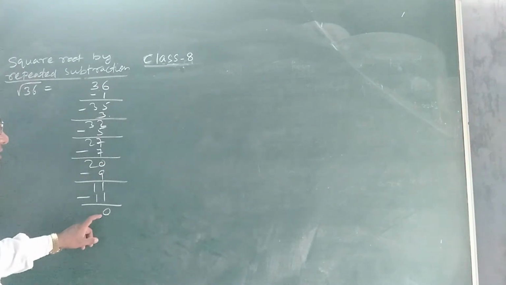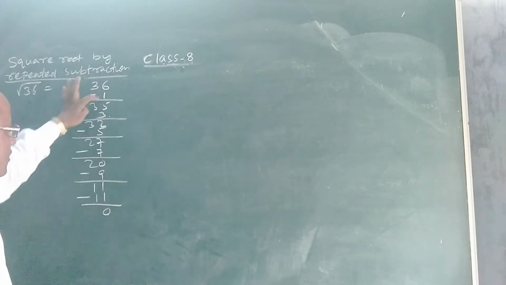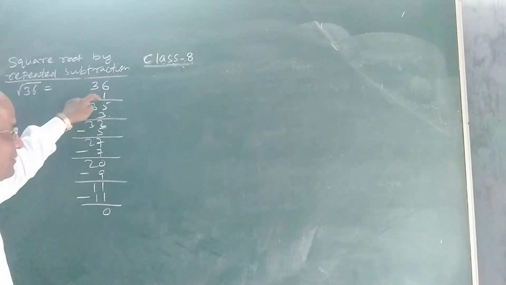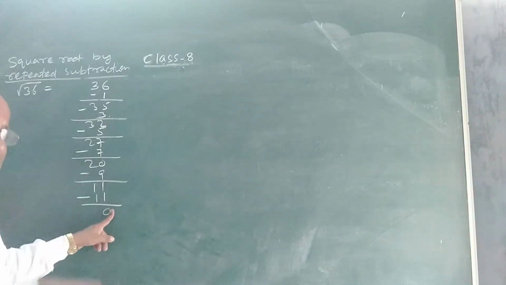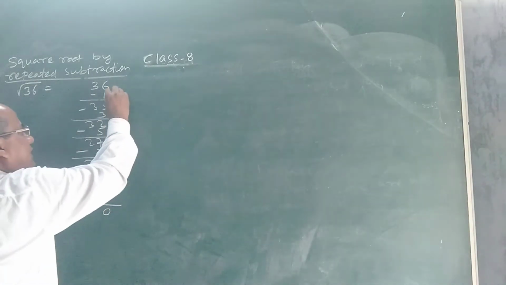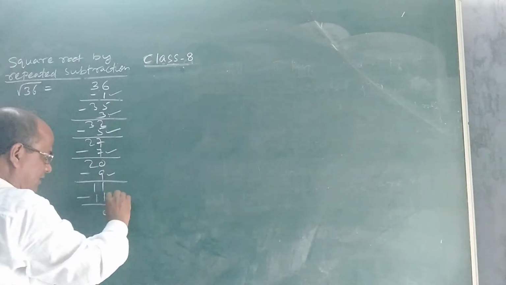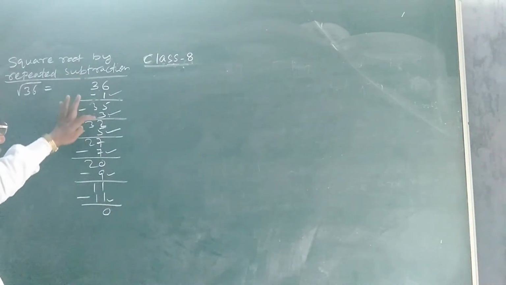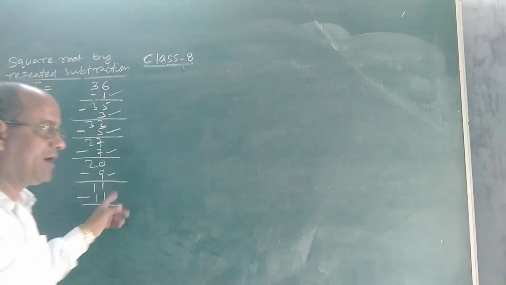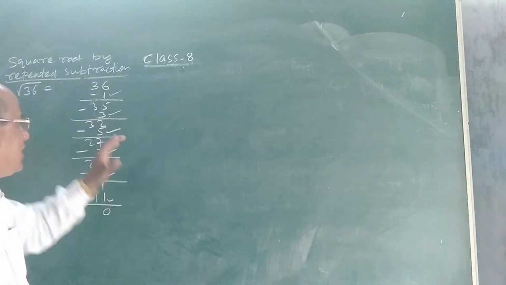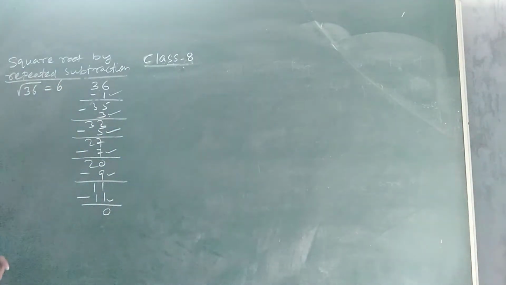Now children, you mark what we have done. We have subtracted the odd natural numbers starting from 1 till we got 0. When 0 is obtained, you count how many times you subtracted the odd natural numbers. Here we have subtracted 1, 2, 3, 4, 5 and 6. We have subtracted 6 times. We have subtracted 6 odd natural numbers to get 0. That is why the square root of 36 will be 6.